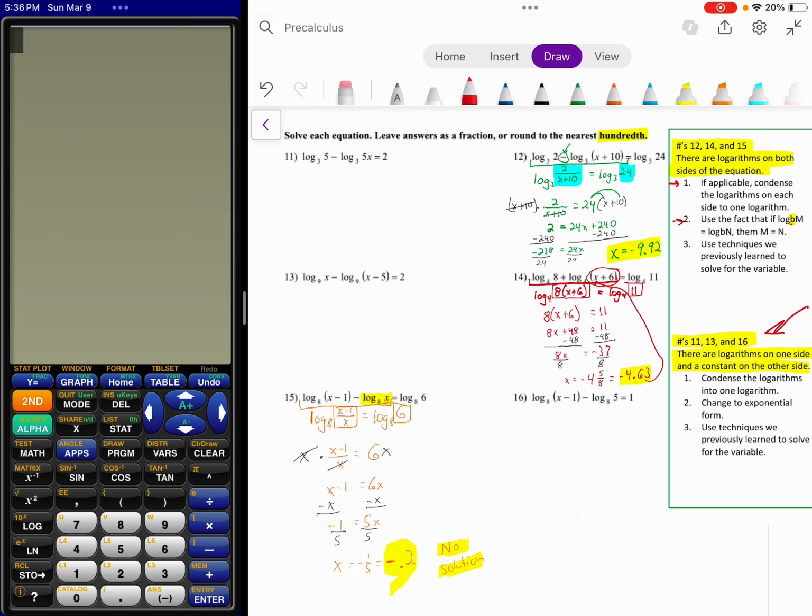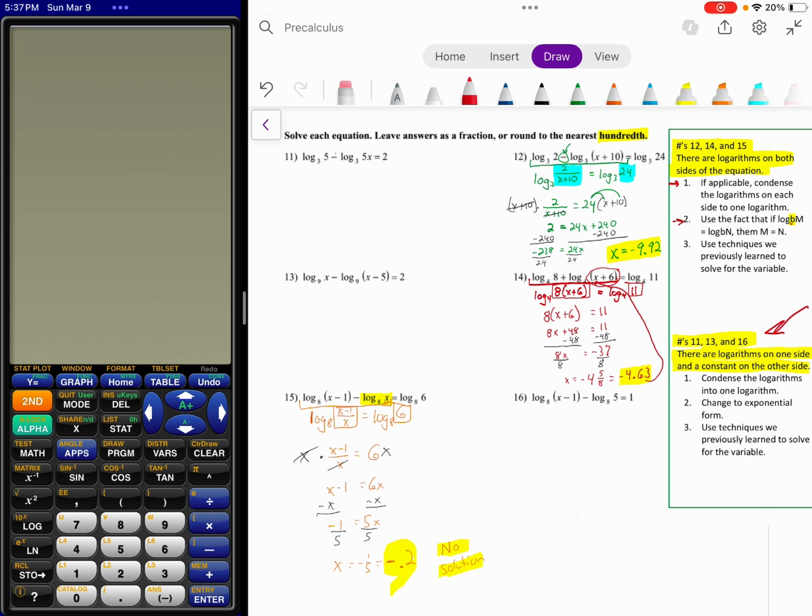There are logarithms on one side and a constant on the other side. And so if you look at those three, you notice it does fit those. And so it starts similar to the other one. It says condense the logarithms into one logarithm. So in number 11, actually in all three of these, there's a minus sign, it's subtraction. So you're going to change it to division.